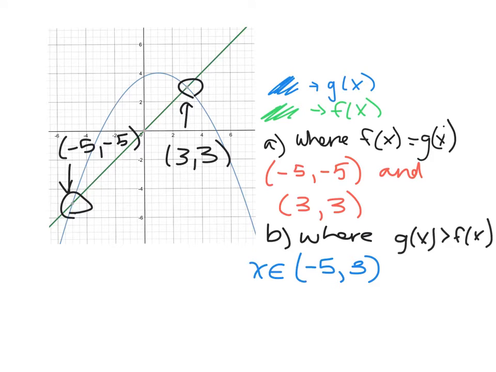C. Last but not least, we were asked where f of x is greater than g of x. Okay? So where f of x is greater than g of x is everywhere outside of g of x. So we have anything to this side of it and anything to that side of it.